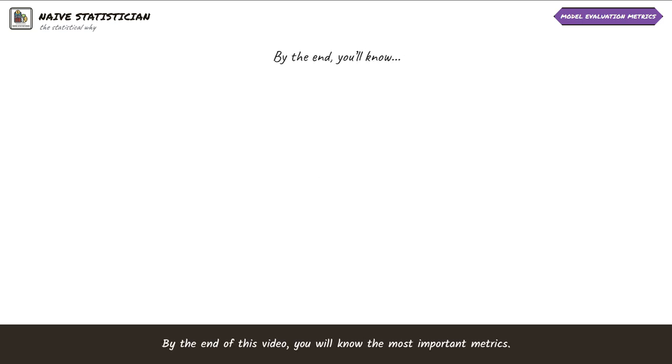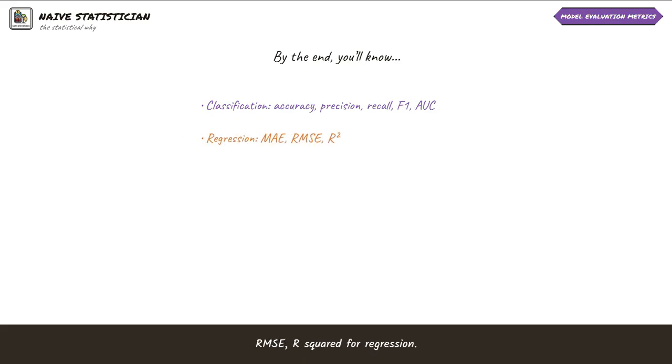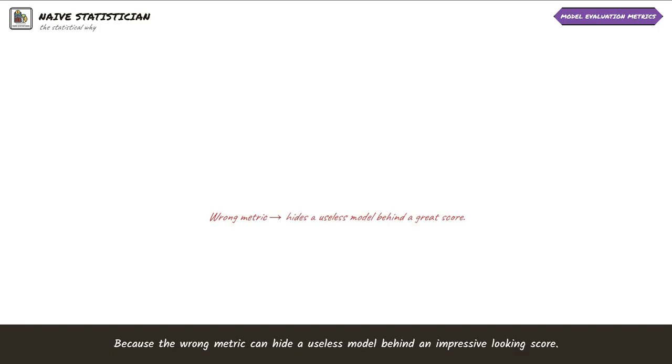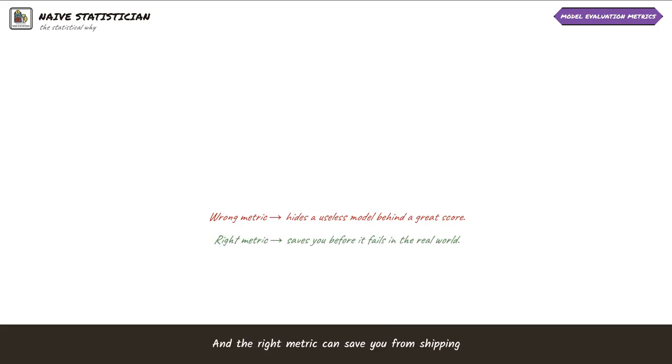By the end of this video, you will know the most important metrics: accuracy, precision, recall, F1, ROC, AUC for classification, and MAE, RMSE, R² for regression. More importantly, you will know how to pick the right one for your problem, because the wrong metric can hide a useless model behind an impressive looking score, and the right metric can save you from shipping something that fails the moment it hits the real world. We will cover the math, the geometry, and a worked example for every key metric.